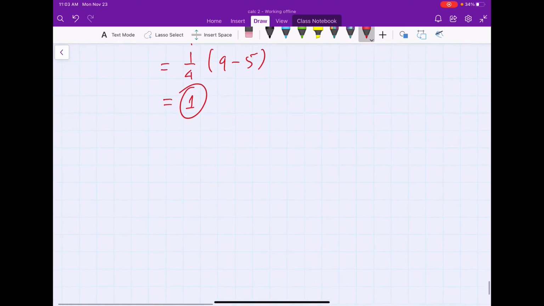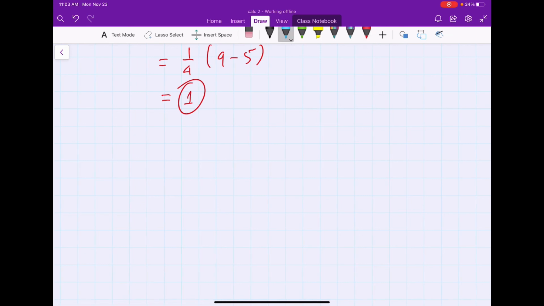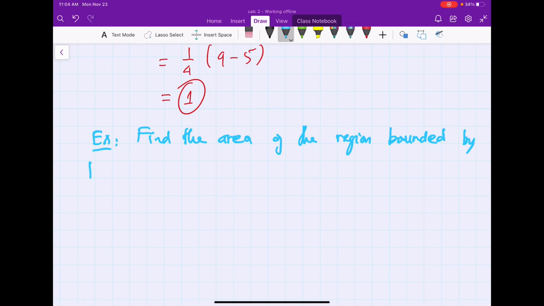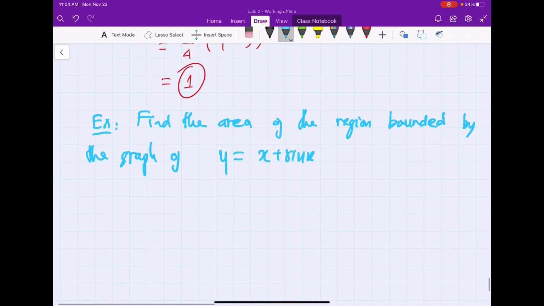So the last problem is the area problem. Find the area of the region bounded by the graph of the function y equal to x plus sine x on the interval 0 to pi over 2.